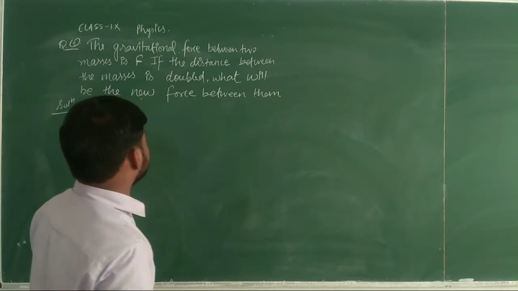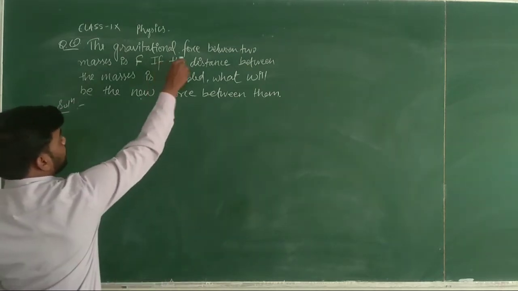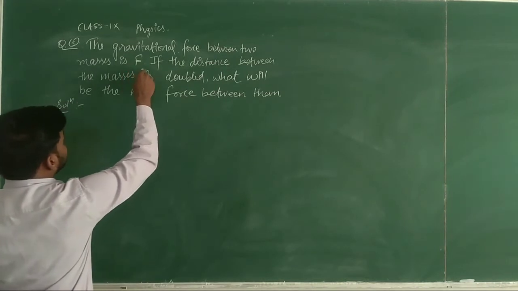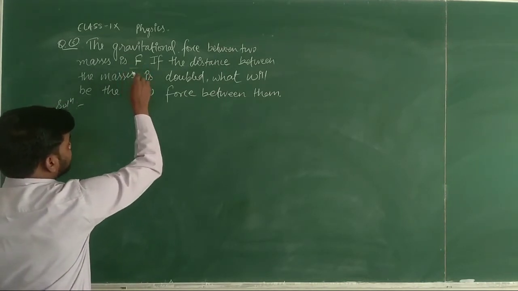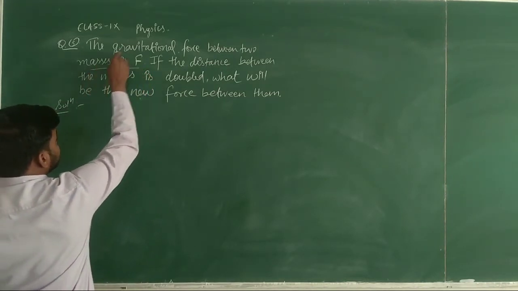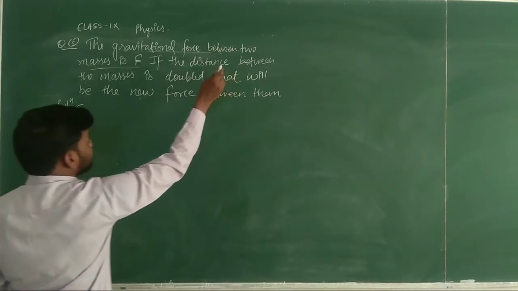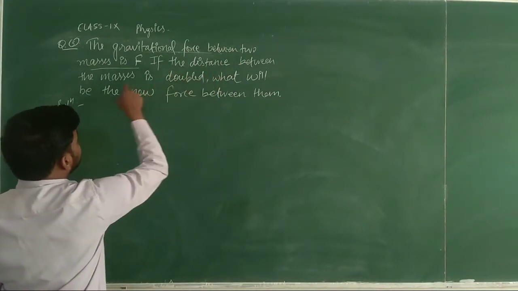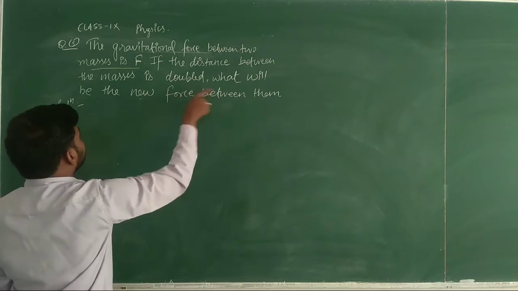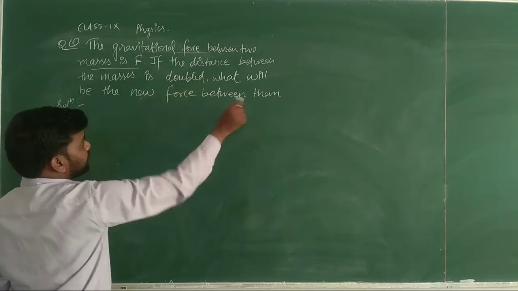Law of gravitation. The question is: the gravitational force between two masses is F. Okay, so that is the first case in this question. Next, if the distance between the masses is doubled, what will be the new force between them?